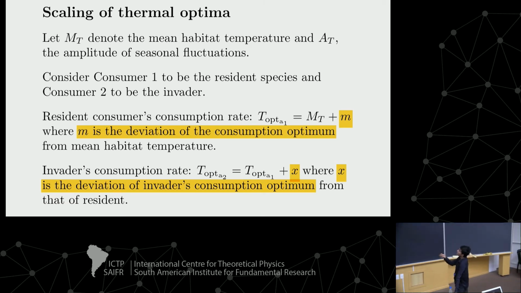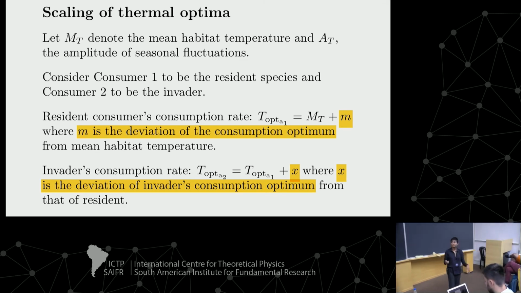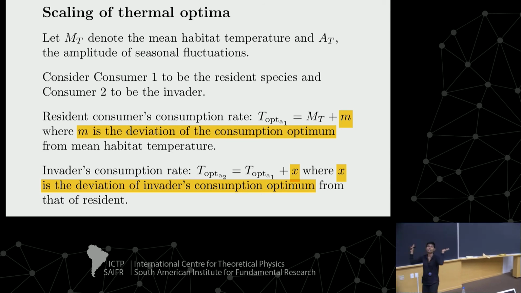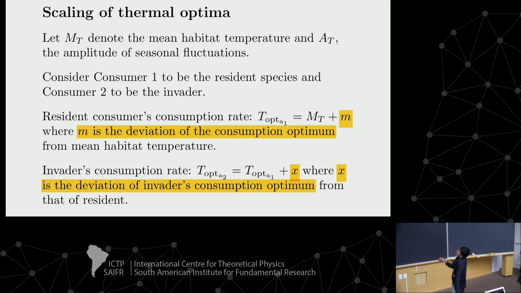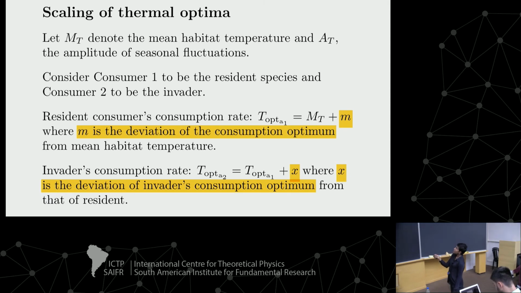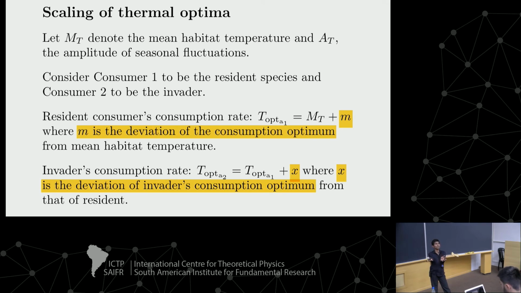Let's say MT denotes the mean habitat temperature. So it is, I don't know, 25 degrees Celsius, which in Kelvin is, I think, 298. And AT is the amplitude of seasonal fluctuations. You can get these data for any location through NOAA; there are lots of websites where you get those data. Then let's say, without loss of generality, that consumer 1 is the resident species and consumer 2 is the invader. You can switch it, nothing gets lost. So the resident consumer's consumption rate we can express in terms of that deviation, mean temperature plus some M, which is positive, right? If you're in the tropics, what would M be?